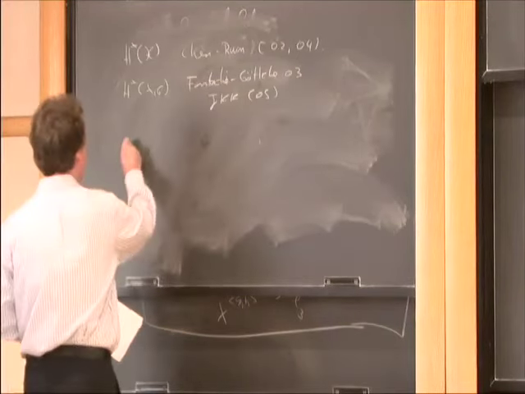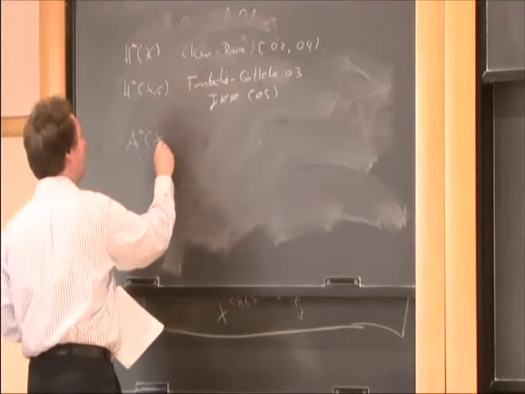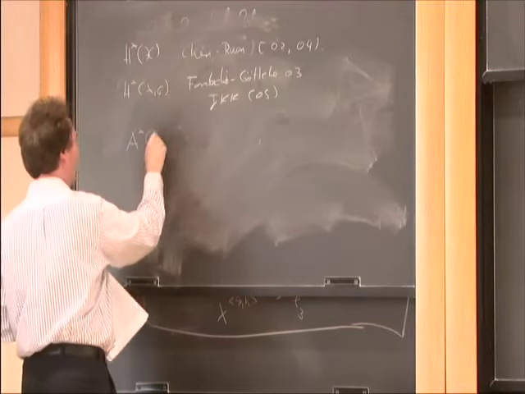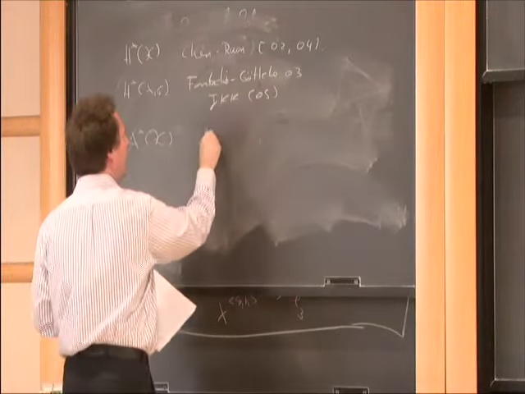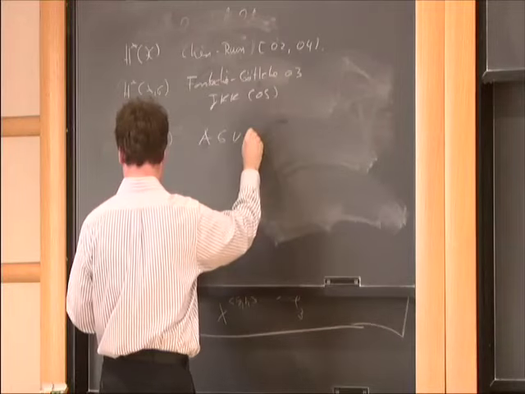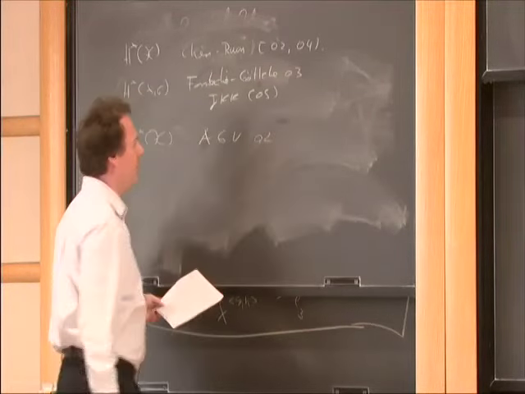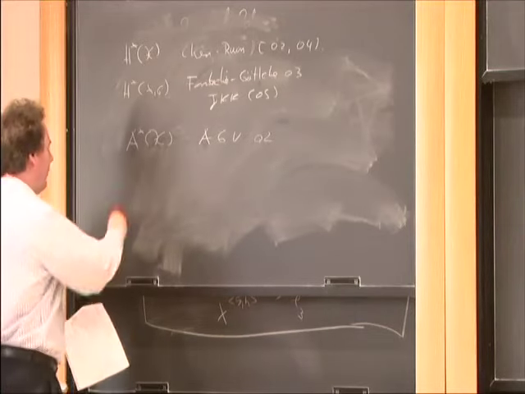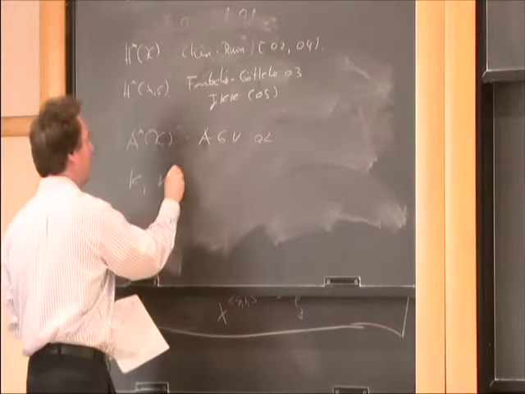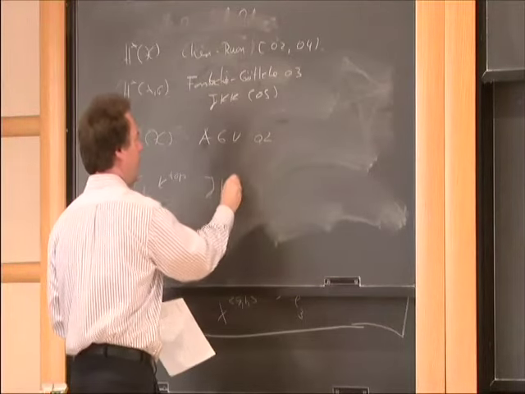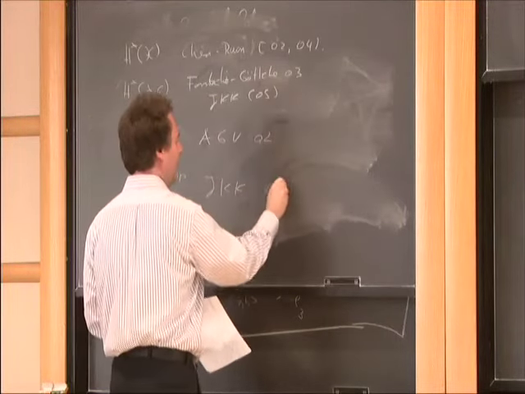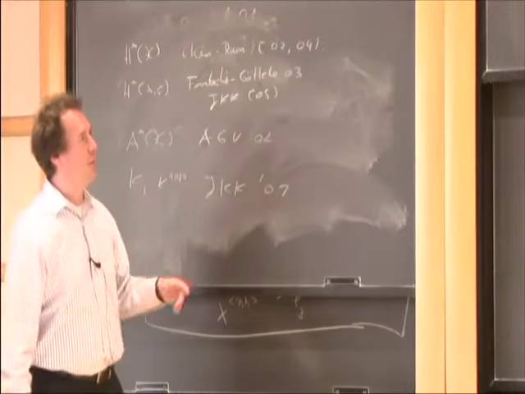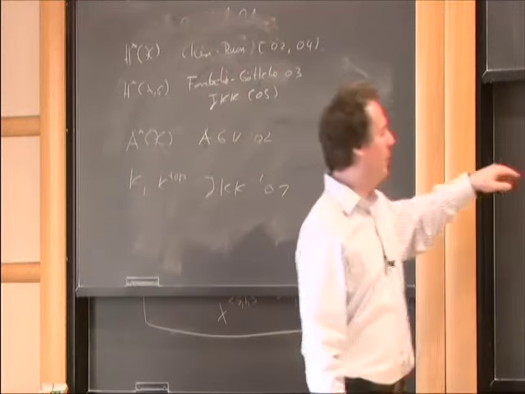And as I already said, for the showering of X, this was done by Abramovich, Grama, and Vistoli, and I still have the 02, but I think there's a more recent paper with more details that just came out. And then for K-theory and topological K-theory, this was actually another paper of my collaborators and myself in 07. And this formula is from this paper.